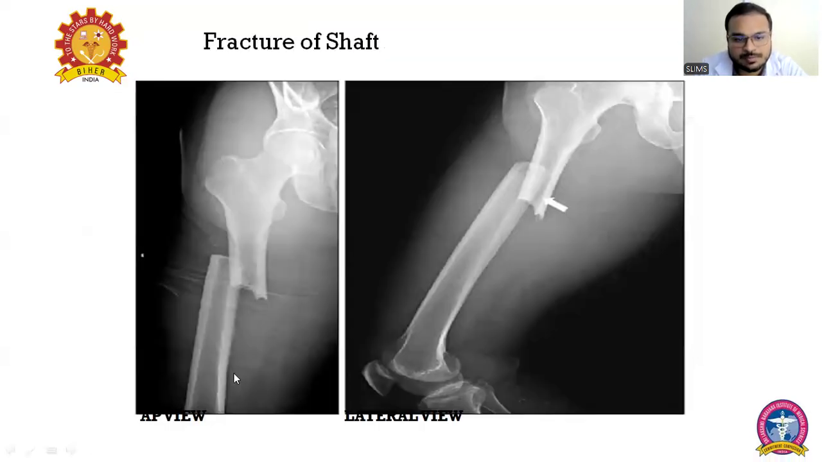So this is how a patient presents to us in a shaft of femur fracture. This is the AP view of the shaft of femur and this is the lateral view. In reduction, we should see whether the fracture is displaced laterally or medially in the AP view, or anteriorly or posteriorly in the lateral view.